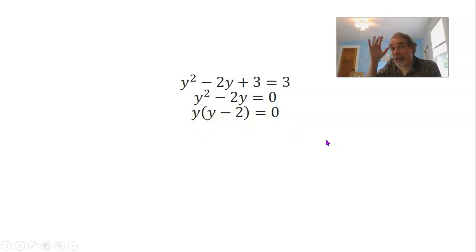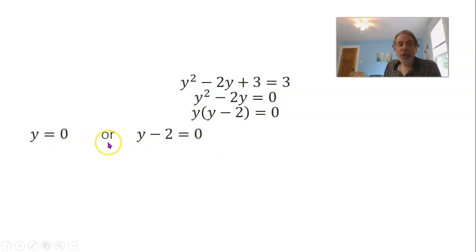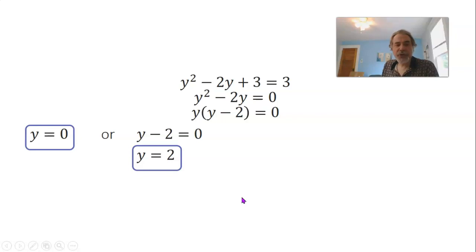Now give each factor its own equation. Y equals 0 or y minus 2 equals 0. So y equals 0, that's pretty much already solved. That's what y is. It's 0. Y minus 2 equals 0. We want to get rid of the minus 2 by adding plus 2 to both sides, and then we have y equals 2. So the two solutions to this equation are 0 and 2.